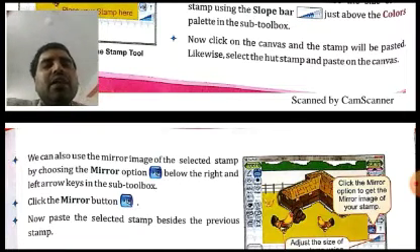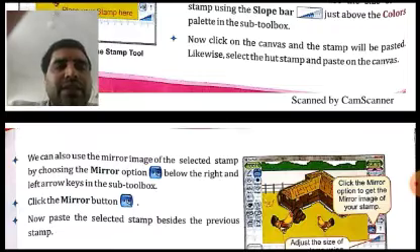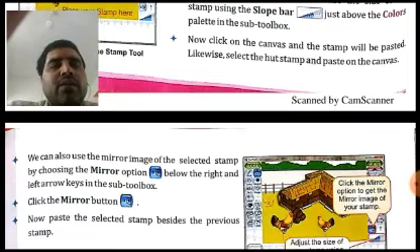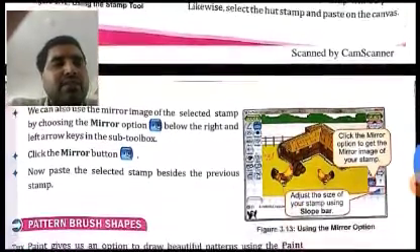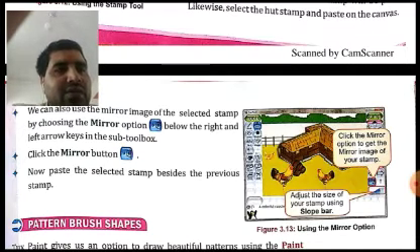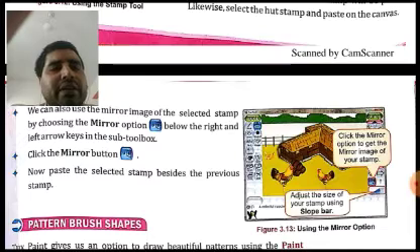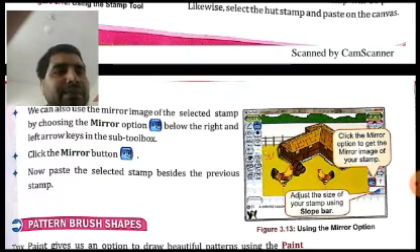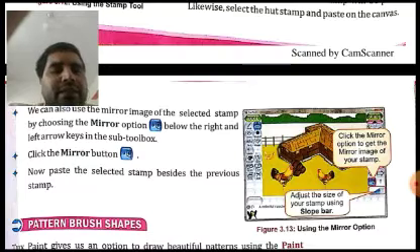Okay. So how can we use the mirror image of the selected image? By choosing the mirror option below the right and the left arrow keys in the sub toolbox. You see the mirror image option is given in the sub toolbox at the bottom. So using this, you can also create the mirror image of your stamp. Okay. Now click the mirror button, and you will place the selected stamp beside the previous stamp.